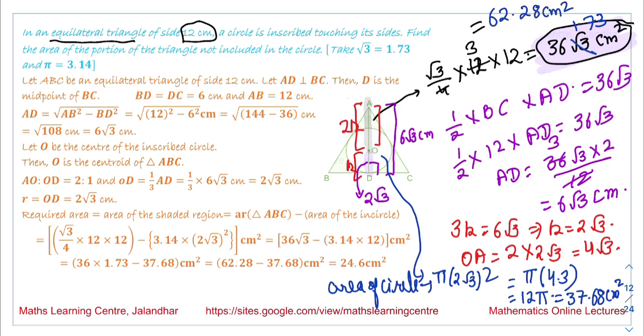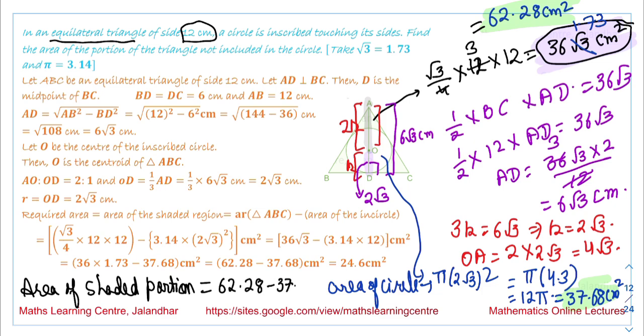So this is the area of the circle, this is the area of the triangle. So the area of the shaded portion is equal to 62.28 minus 37.68, and it comes out to be 24.6 centimeter square.